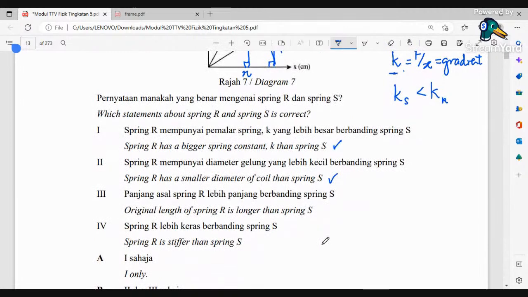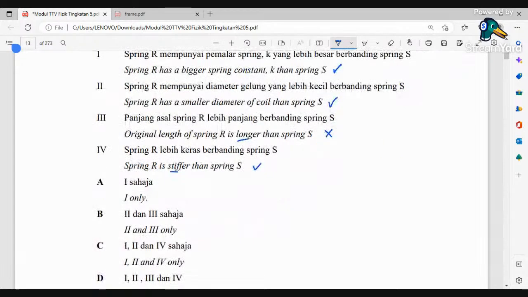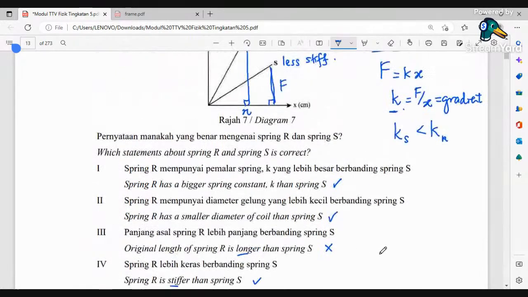Okay, part 3. Original length of R is longer. No. The longer the wire, the smaller the spring constant. So spring R should be shorter than S. So this one is wrong. Look at 4. R is stiffer. Yes. So 1, 2, 4 are correct. Okay, can you understand? This one, yes.